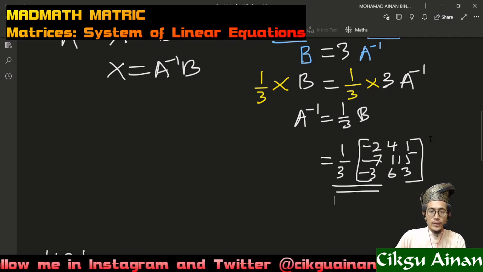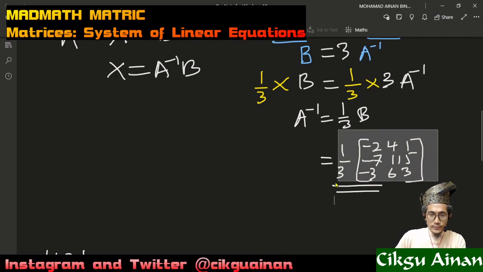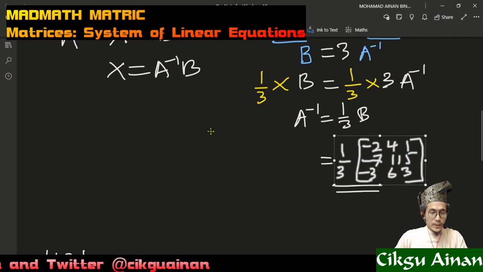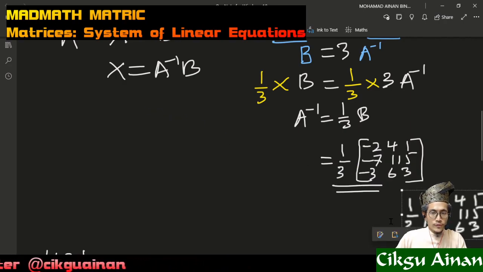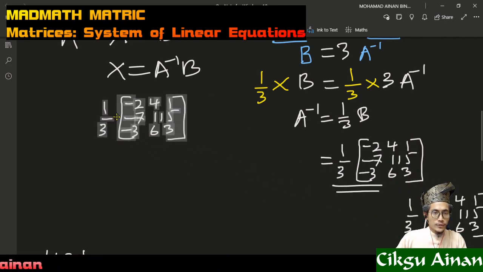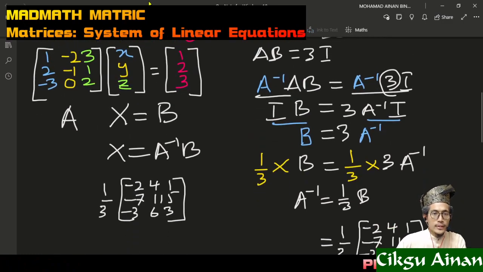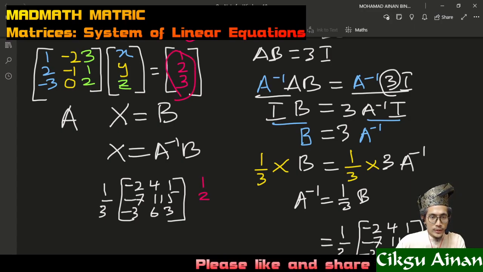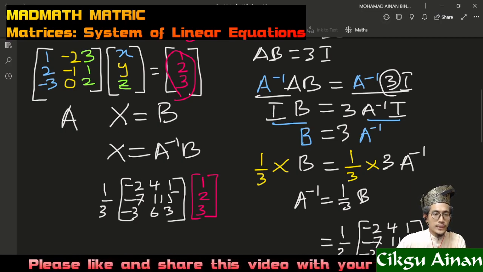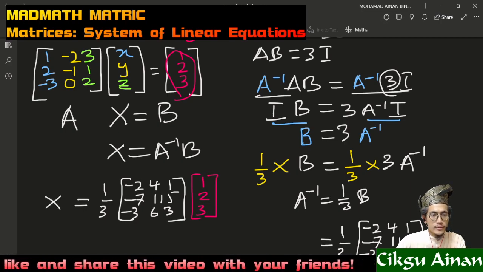Now, we can use this one, copy, and then paste it over here. Put it over here. And then what is B? B is that pink column matrix over here, 1, 2, 3. Multiply. So this is X.